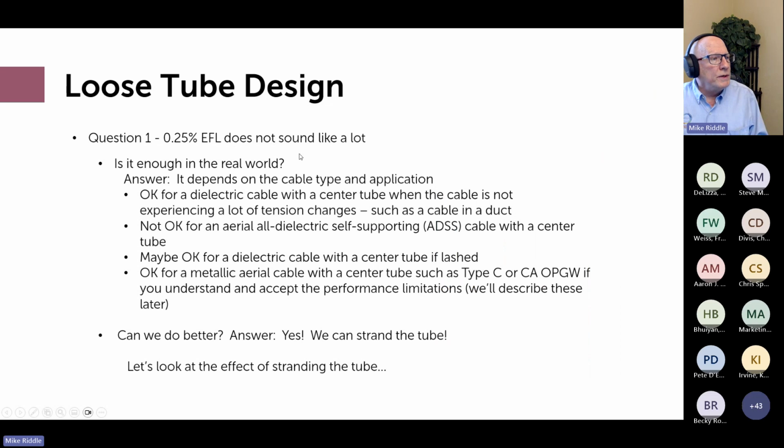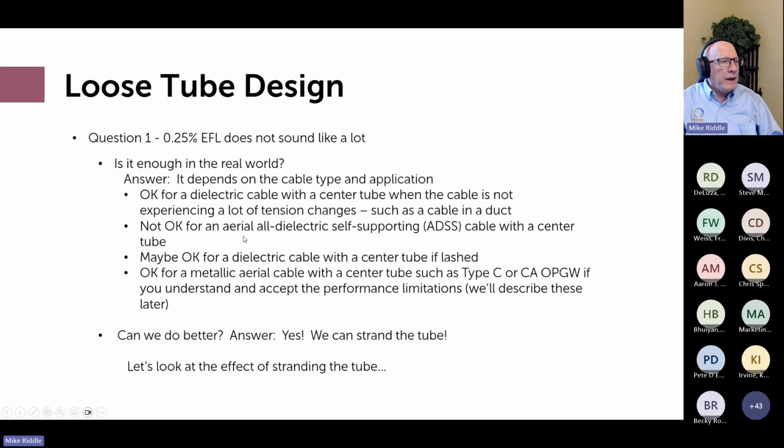So is 0.25 EFL enough? And the answer is it depends upon the cable type and the application. It's okay for a dielectric cable with a center tube when the cable is not experiencing a lot of tension changes, such as cable in a duct. In fact, a duct cable is not experiencing tension changes. It's experiencing some temperature changes, but it's a dielectric material, so it doesn't change its length a lot. In general, you don't have to worry about any of this when it comes to a duct cable. I mean, being quite candid here.